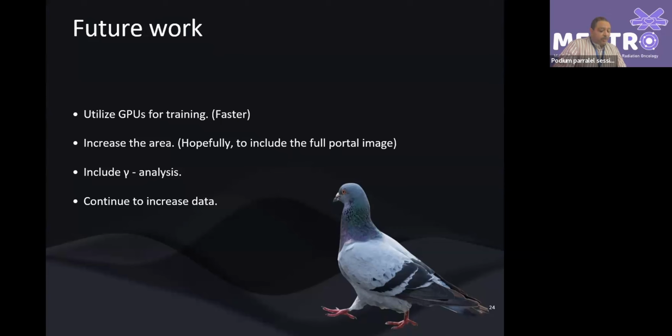Definitely, we also need to include the gamma analysis. We have not done that yet, but we're going to include that, and we want to increase the data. The neural networks are hungry for data. So this is something continuing. We're going to continue to do that. So at the end, I just want to make one disclaimer. I'm not a data scientist, but I'm a person who likes to train pigeons. Thank you.